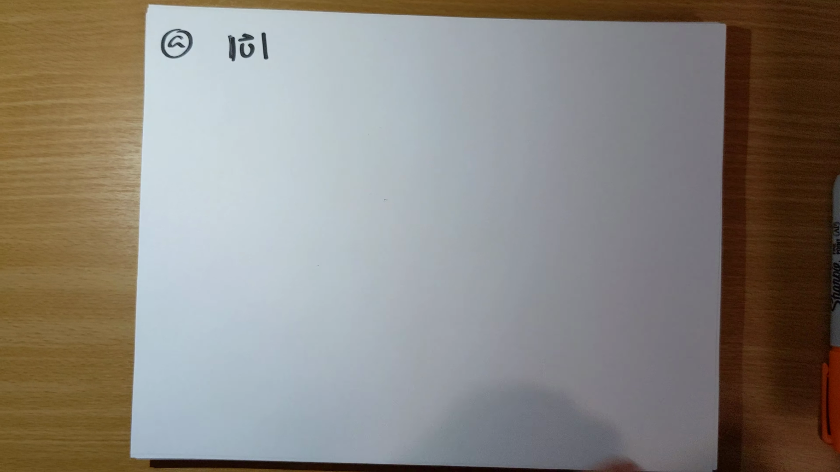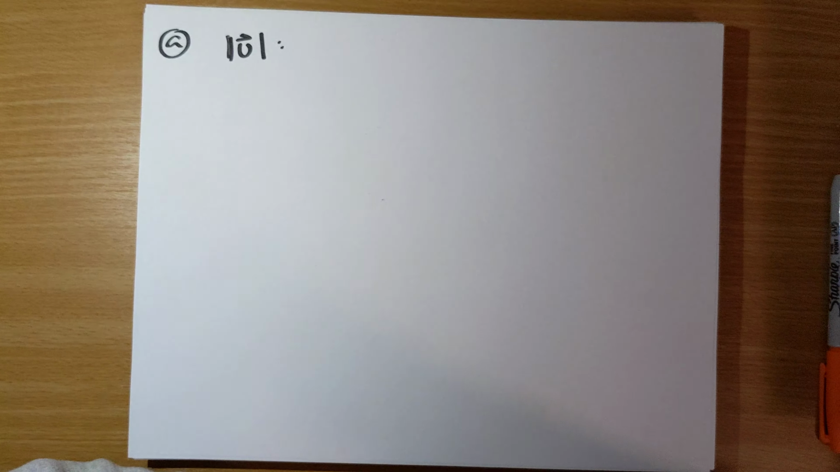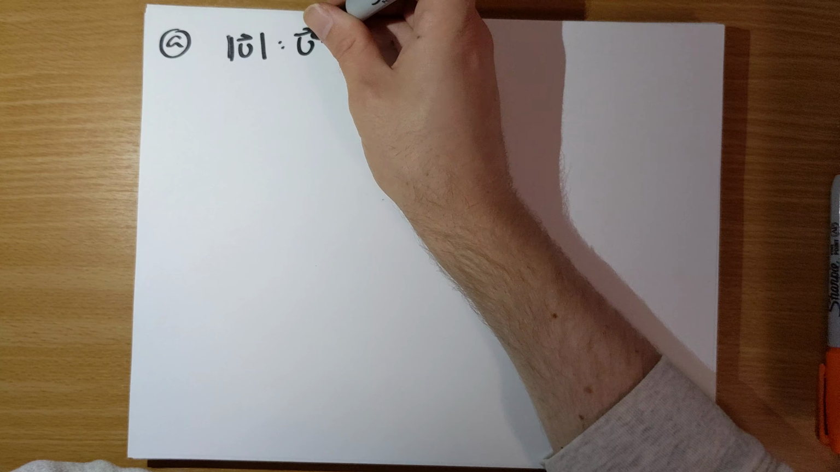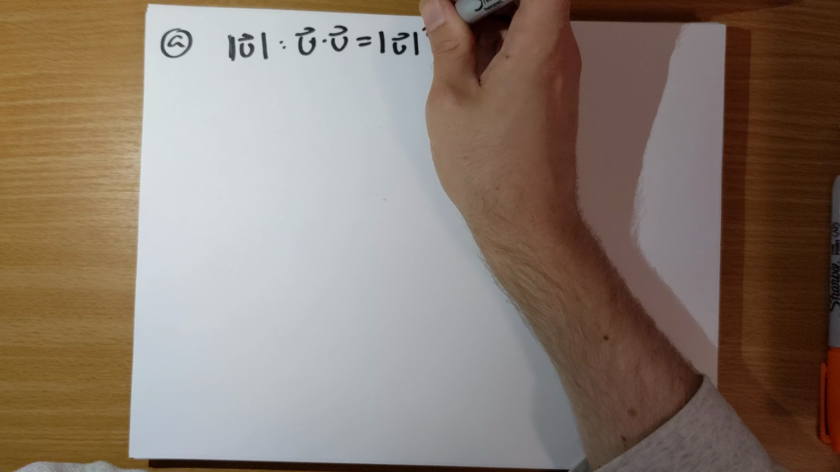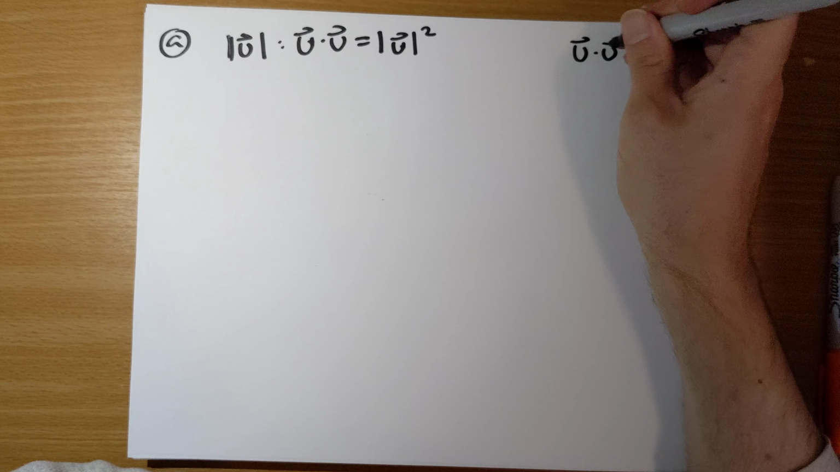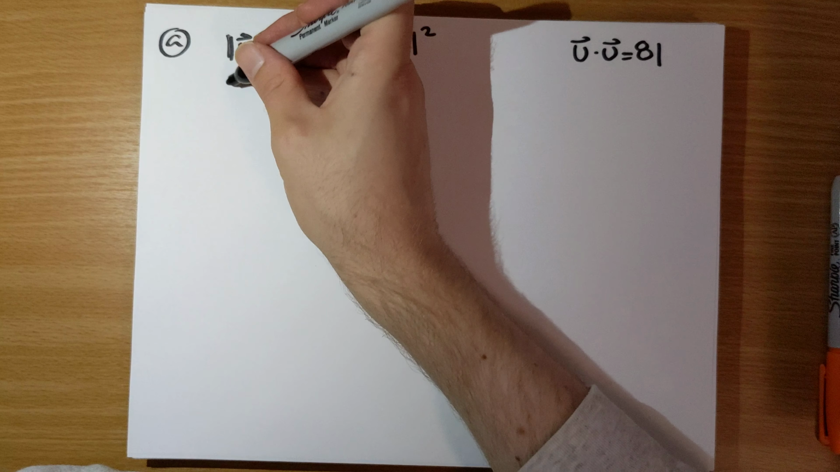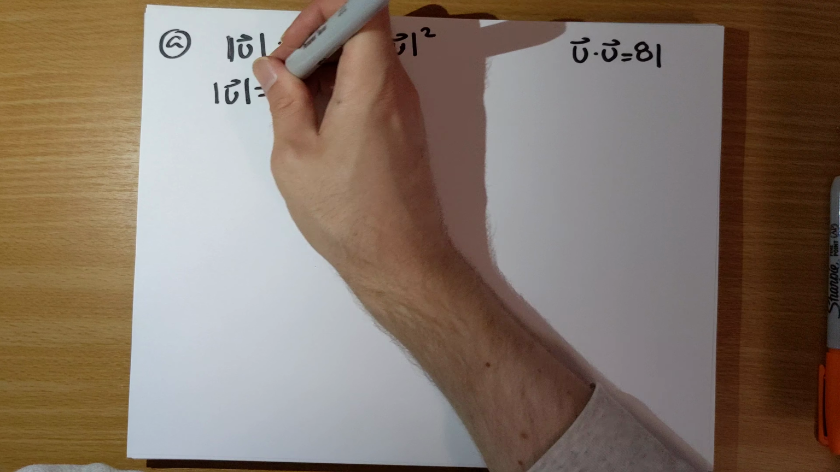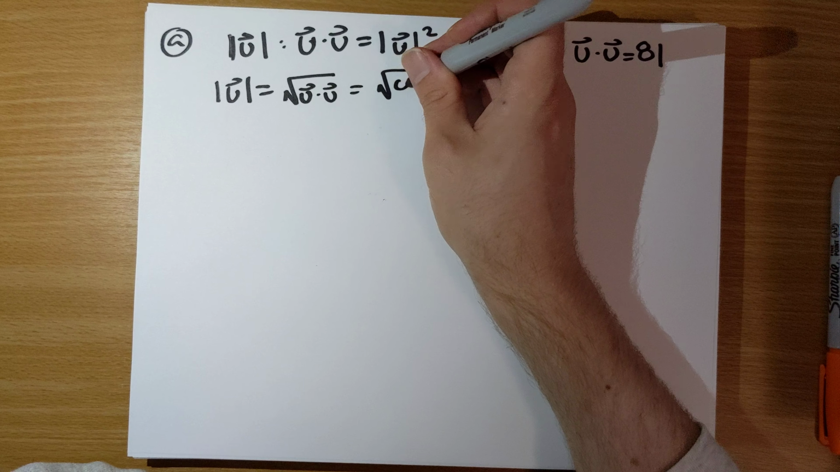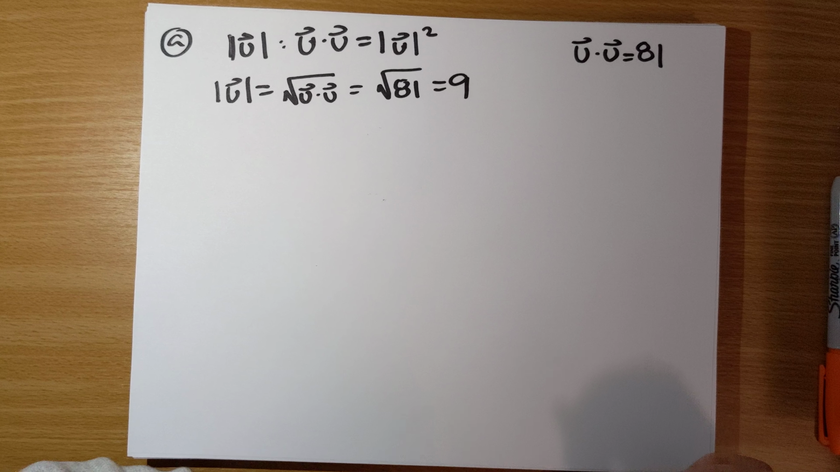First thing, absolute value, I should really say the magnitude of u. Well, how do we find this? Remember that u dot u is equal to the magnitude of u squared. And so if I told you that u dot u is equal to 81, the magnitude of u is equal to the square root of u dot u, which is the square root of 81, which is 9. So u has length 9.